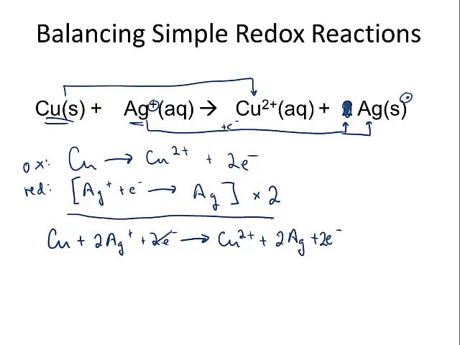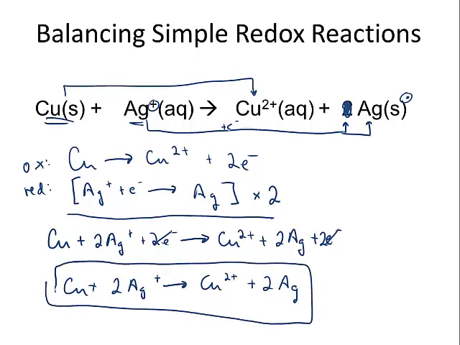And the 2 electrons cancel, and our net reaction is copper plus 2 silver plus, going to make copper 2 plus plus 2 silvers. So that's a balanced oxidation-reduction reaction, or balanced redox reaction.